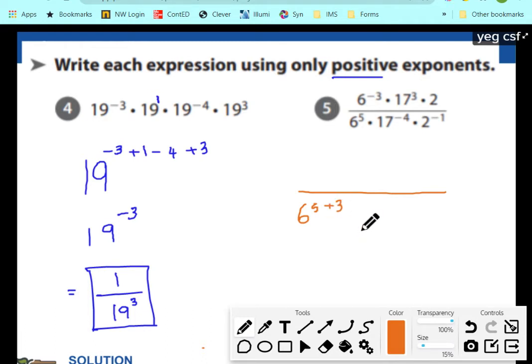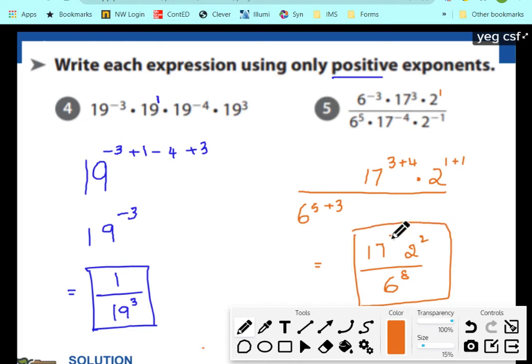Okay. Next one, 17 positive is up here, so I'm going to keep that 17. The negative 4, I'll bring it to the top, it becomes positive 4. And then here is positive 1. And then bring this negative one up, so it becomes positive 1. Okay, so just put them together. 17 to the 7th exponent, 2 to the 2nd exponent, and then 6 to the 8th exponent. That's the answer. All right, that's how you solve these questions.